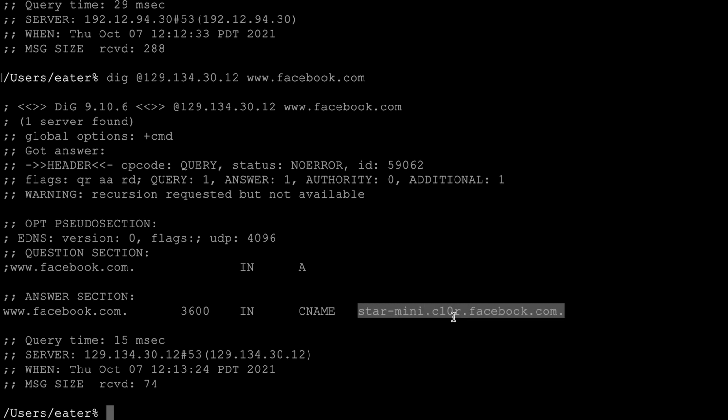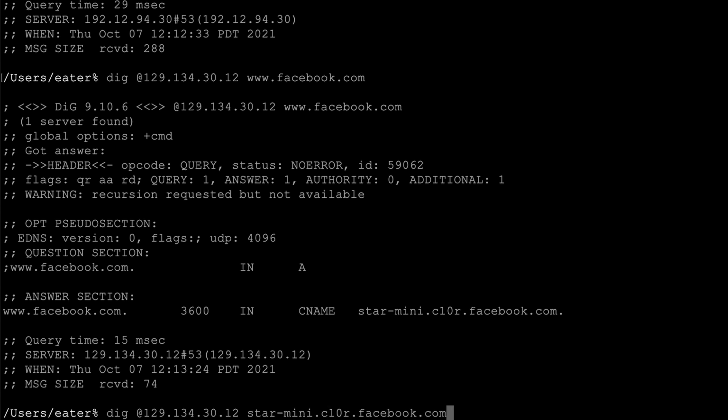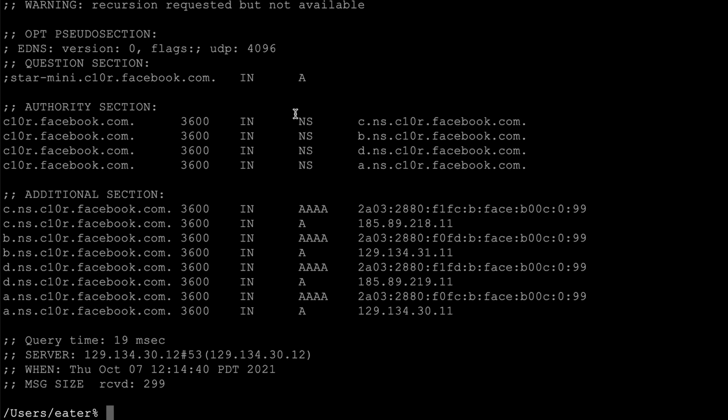So we need to find the IP address for this name here, starmini.c10r.facebook.com. Well, we already know it's facebook.com, so we'll ask the server that is authoritative for facebook.com, which is the server we just asked, what it knows about this starmini thing. And when we make that request, wouldn't you know it, we don't get an answer. What we see is another authority section. We see, okay, you're asking for something within the c10r.facebook.com subdomain. Well, for that, you've got to go talk to one of these name servers.